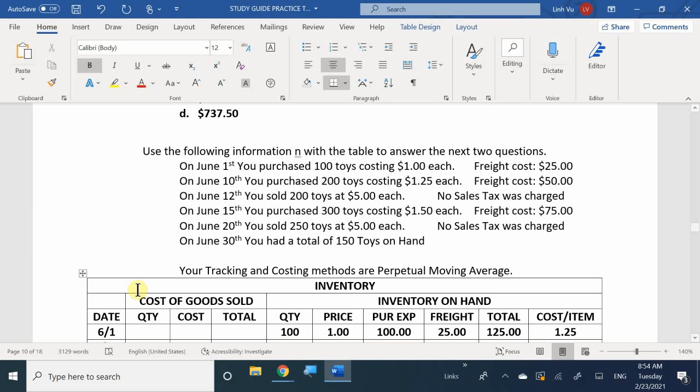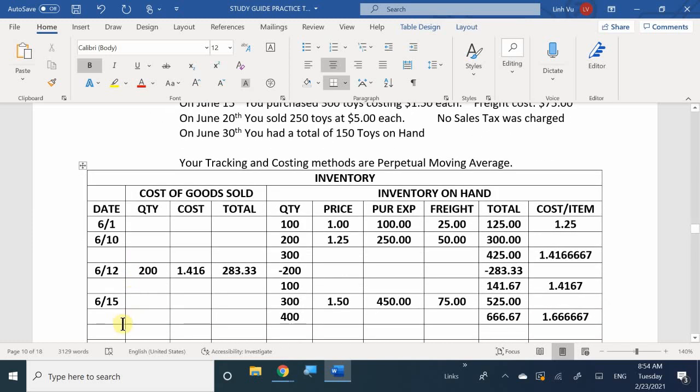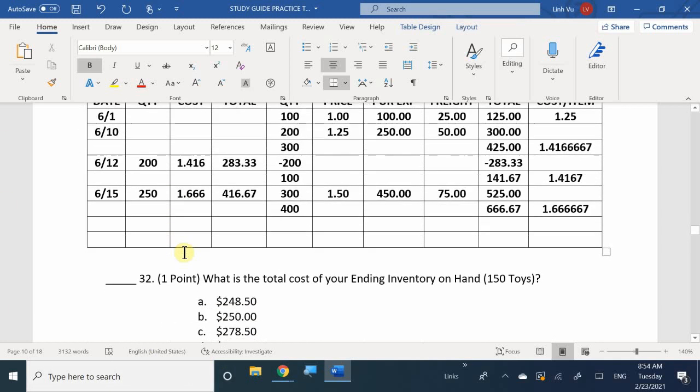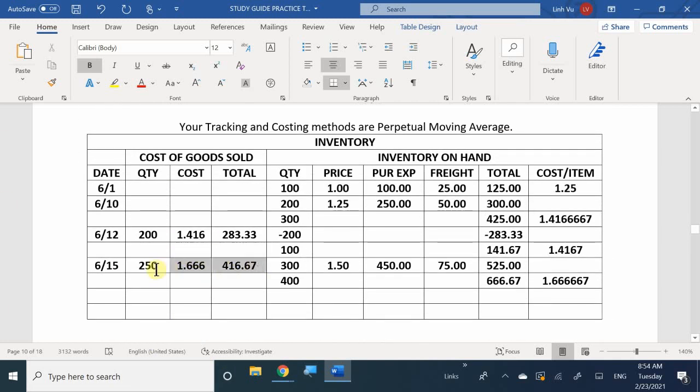You sold 250. So 250 at 1.6666. I can't fit them all in there. So what is my total cost going to be? 416.67. Oh my gosh, and I put this in the wrong box. Let me see if I can move this information down here.